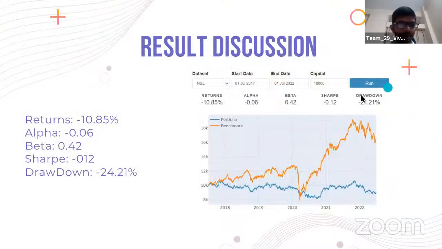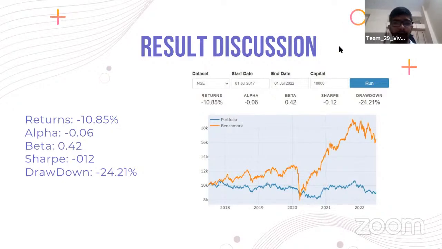The results that we have obtained are a return of negative 10.85%, an alpha value of minus 0.06, a beta value of 0.42, a Sharpe ratio of negative 0.12, and a drawdown of minus 24.21%. Clearly, this is not the result that we optimally want. That is why we had to reject this hypothesis.